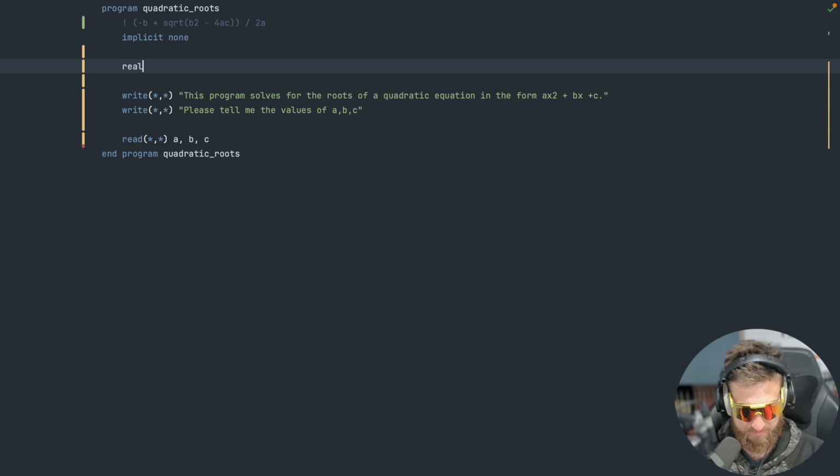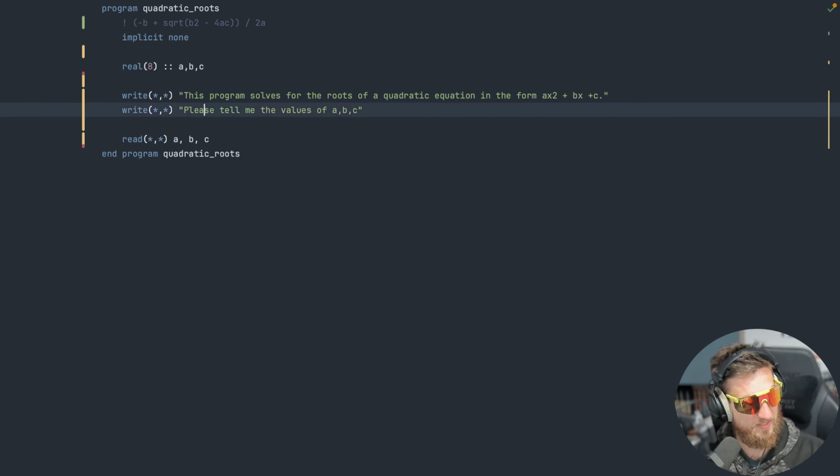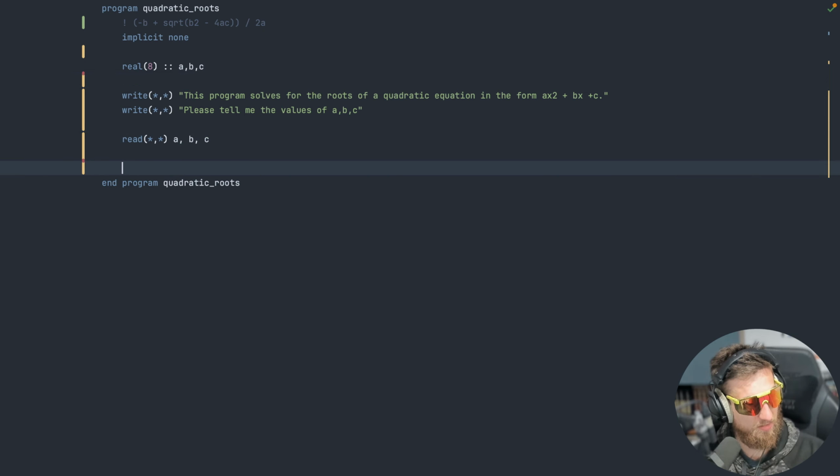So we need to define these. We're going to do real 8, real 8. We can define multiple variables in the same line like this, so they're all real 8s. Cool, so that's how we read that in.